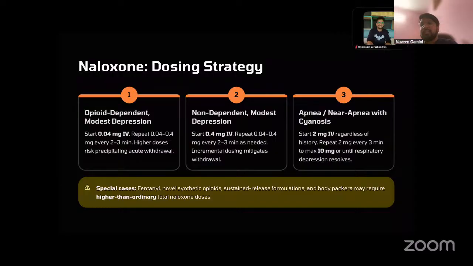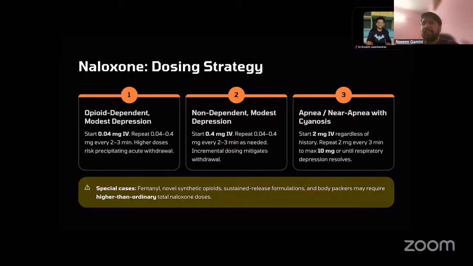Now let us go to the second category. These are the non-dependent, that means they are not regularly using opioids, and again the patient is in modest depression. Here the dosing will be at a higher level, that is 0.4 mg IV. And again, repeat doses can be 0.04 to 0.4 mg every 2 to 3 minutes.